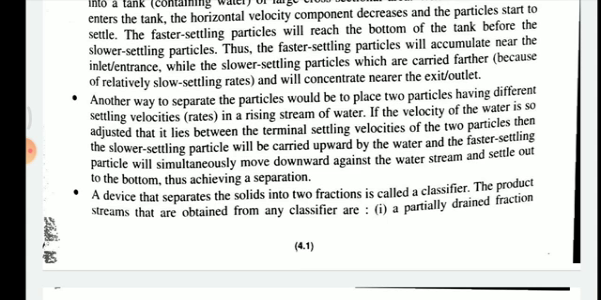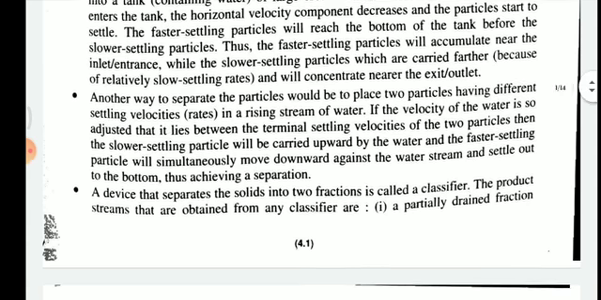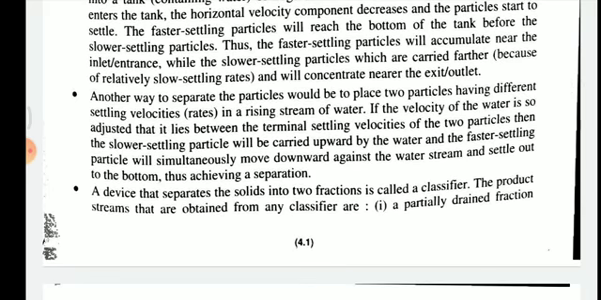If the velocity of the water is so adjusted that it lies between the terminal settling velocities of the two particles, then the slower settling particle will be carried upward by the water, and the faster settling particle will simultaneously move downward against the water stream and settle out to the bottom, thus achieving a separation.